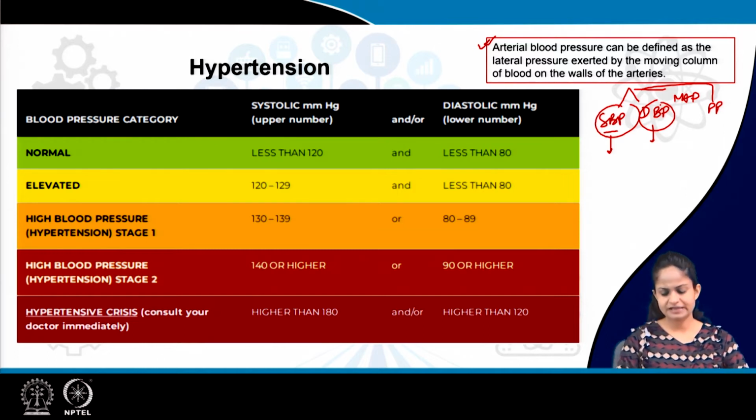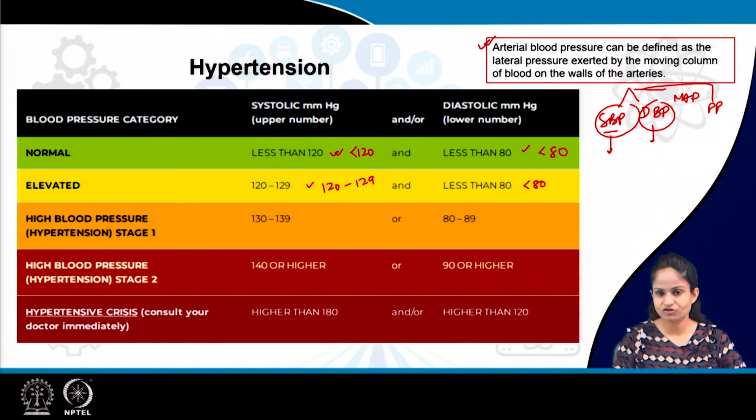Now, the various classifications of various stages of hypertension usually come and go. The recent hypertension classification is normal, if the systolic blood pressure is less than 120 millimeter of mercury and the diastolic is less than 80 millimeter of mercury. So, this is the normal blood pressure as of now. The elevated is 120 to 129 and less than 80. So, elevated blood pressure is 120 to 129 millimeter of mercury with diastolic blood pressure less than 80. So, the borderline will come under this.